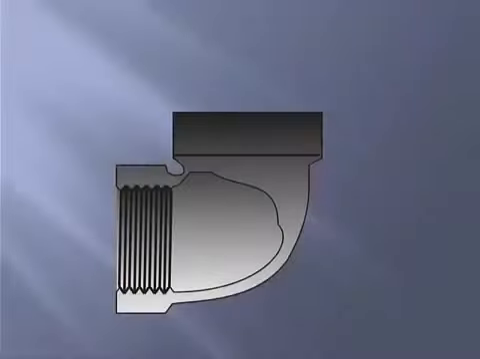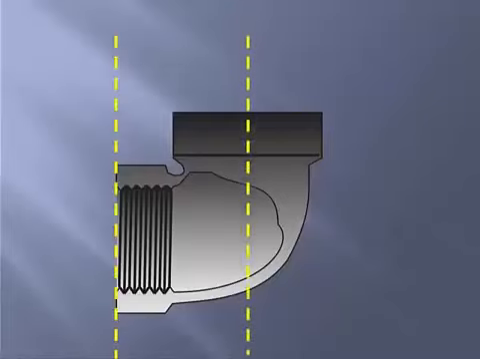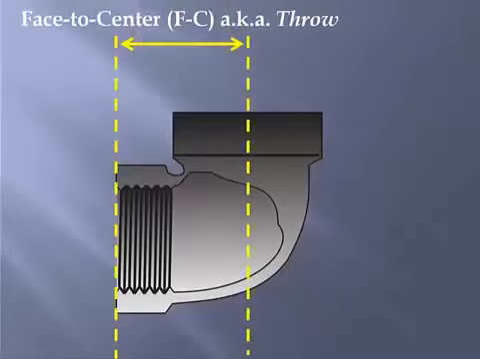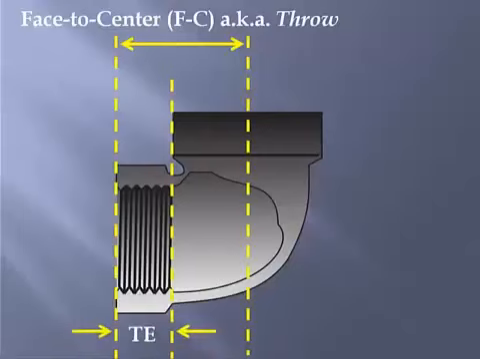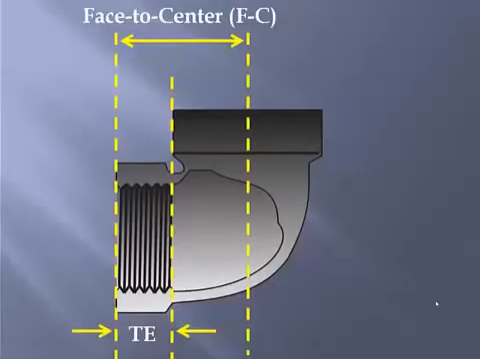The dimensions for screwed fittings are found in pipe trades training manuals or in manufacturer's literature. The typical dimensions given are face to center, also known as the throw, and the thread engagement. Depending on the size of fitting, these dimensions will be different. Make sure you specify which fittings you are using and which dimensions should be used. So the face to center measurement minus the thread engagement results in the fitting allowance.